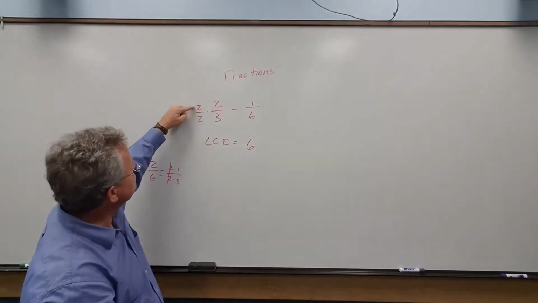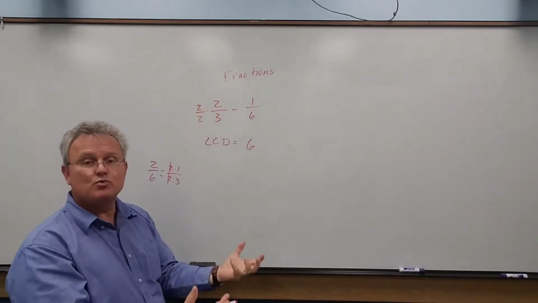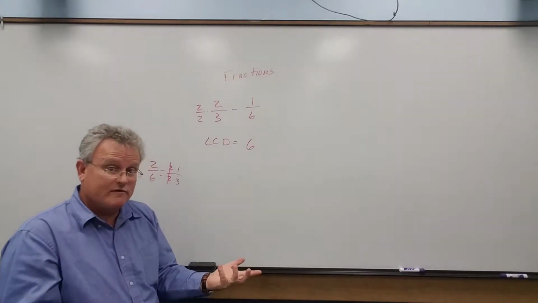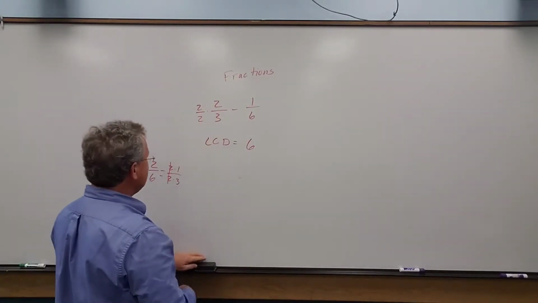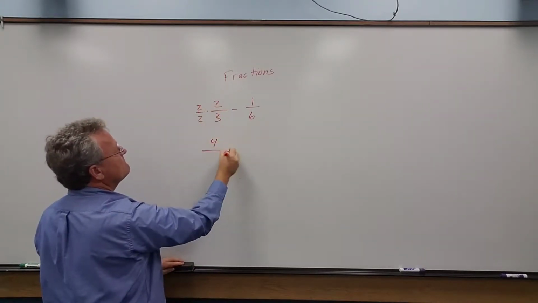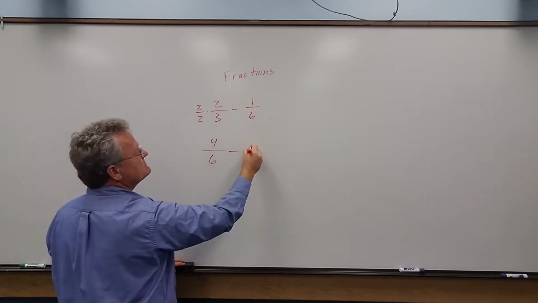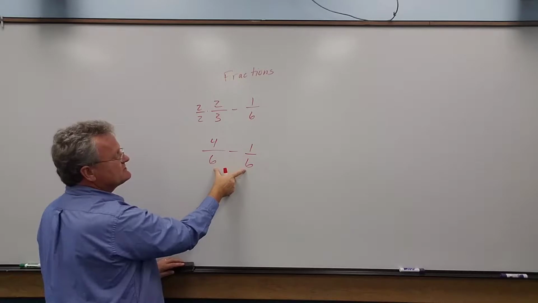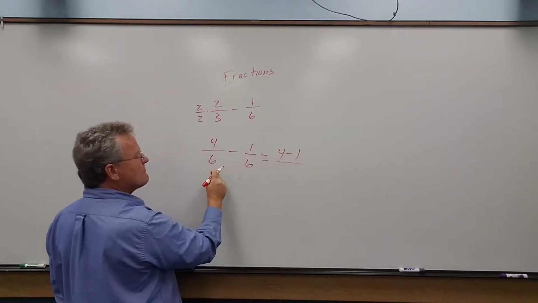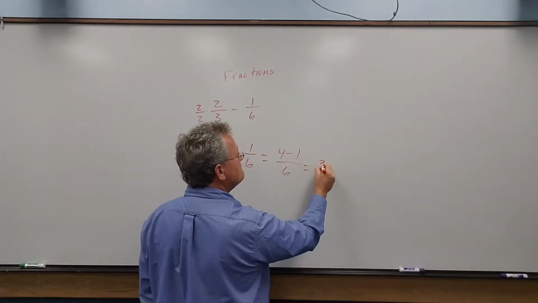Why? This is equivalent to multiplying by 1. And any number times 1 is equal to that number. It just looks different, but it's equivalent. So when I multiply these, 2 times 2 is 4, 2 times 3 is 6, minus 1 over 6. These are the same, so I now have 4 minus 1 over my common denominator. 4 minus 1 is 3.